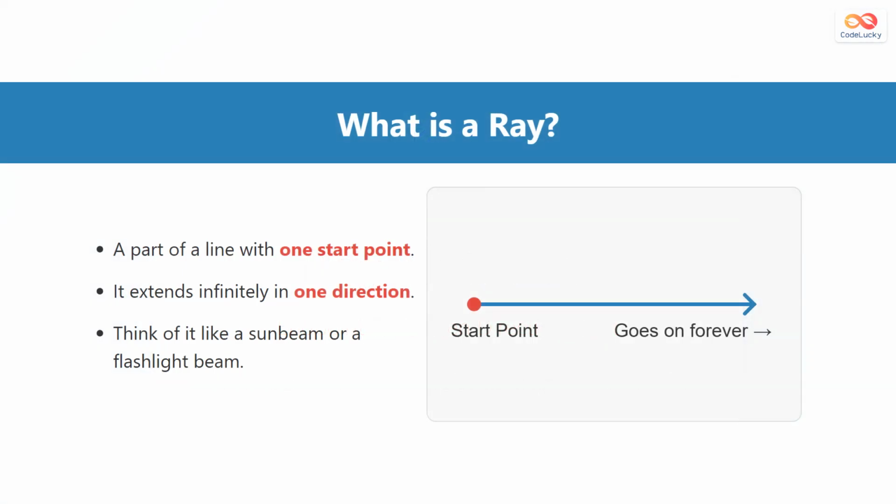First, let us define what a ray is. A ray is a part of a line that has exactly one start point, which we call the endpoint. From that start point, it extends infinitely in exactly one direction. You can think of it like a laser beam or sunlight.